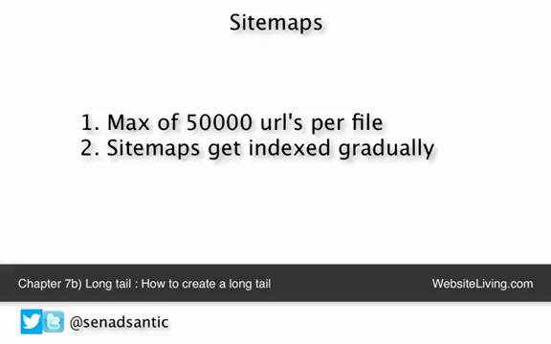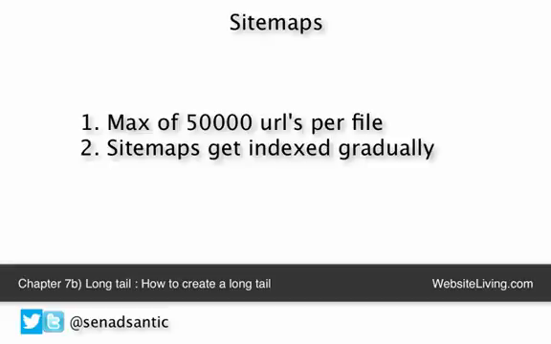Also, there are two things you need to know about Google Sitemaps. The first thing to know is that Google only accepts sitemaps with a maximum of 50,000 URLs. That means that if you have more pages than that, you will have to split it on several sitemaps and submit all of them. The second thing is, just because you have submitted a sitemap does not mean that all your pages will be indexed by Google immediately.